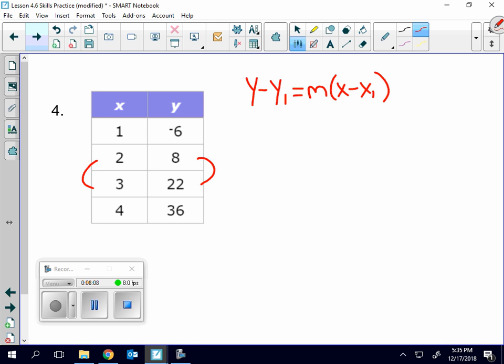From 8 to 22, that's a total of 14. I'm going up, it's positive. And from 2 to 3, of course, is up by 1. And you could double check on your number line from negative 6 to positive 8. Well, think about it. You got to get to 0 first. From negative 6 to 0 would be a 6, and then 8 more would make it 14. So either way, it doesn't matter. Find your slope between 2 points. So we have our slope, our change in y over change in x, which is 14 over 1, which is just 14. Okay, just be careful.